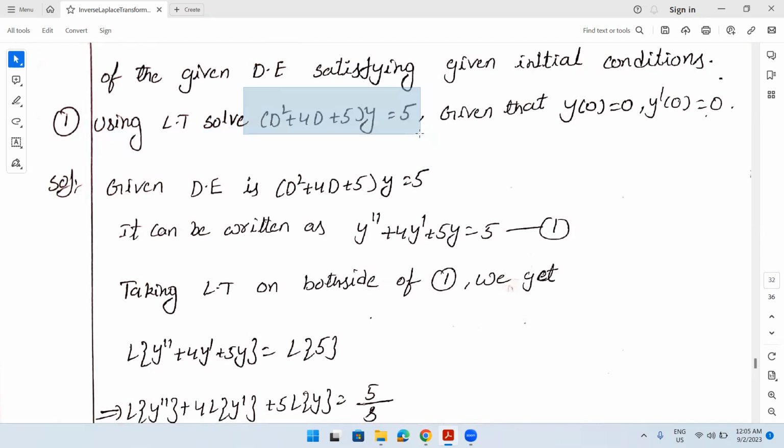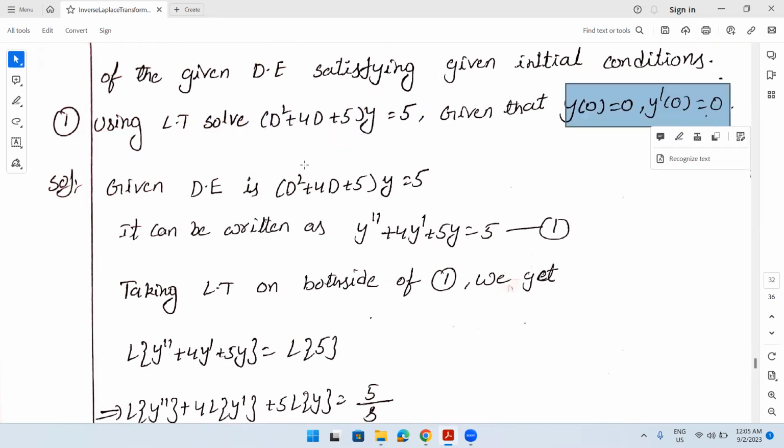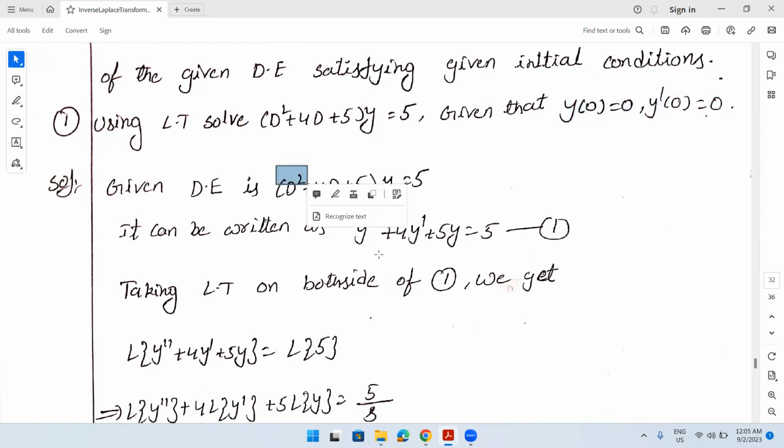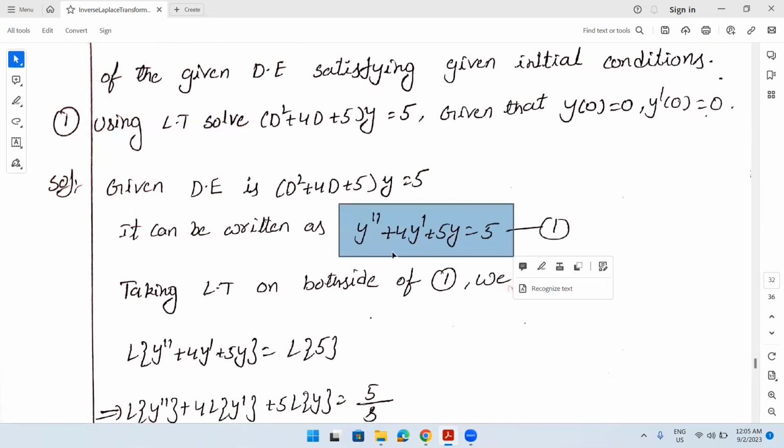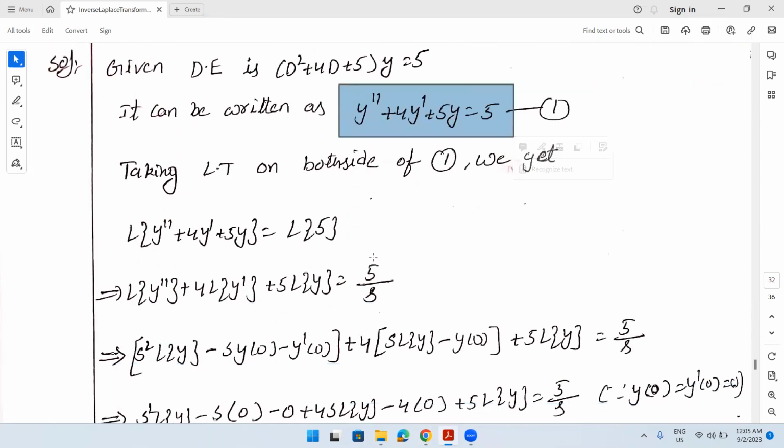So this is the question. Since it is a second derivative, we get up to y dash, that is two conditions. Okay, and d square we can write as y double dash, 4 into d we write as 4y dash, and 5y is equal to 5. We have to write it in the form of y, y dash, y double dash.